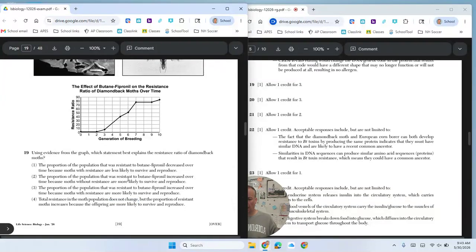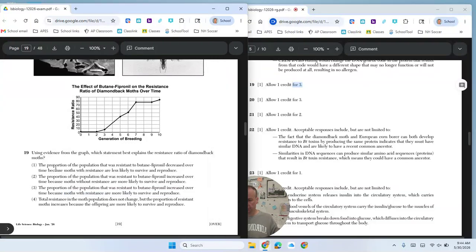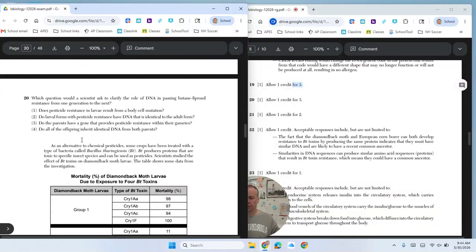The proportion of the population resistant increased over time. They both say the same thing to start, but then the "because" is different. Because moths without resistance are more likely to survive and reproduce, or because moths with resistance are more likely to survive and reproduce. The correct answer for this question is 3. The resistance increased because the moths that were resistant were more likely to survive. So choice 3, give yourself +1 if you got it correct.